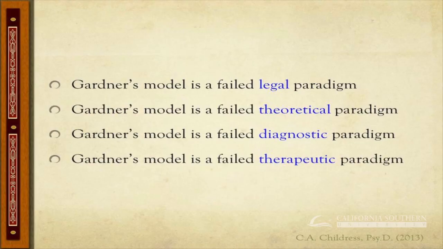In my view, Gardner's model of PAS, while he did identify a clinical phenomenon, represents a failed paradigm. It's a failed legal paradigm because it fails to produce the changes necessary to solve the family problems. Families have to litigate whether or not there's parental alienation. That can take years and hundreds of thousands of dollars in attorney's fees. And if families can't litigate, then it simply is unsolvable.